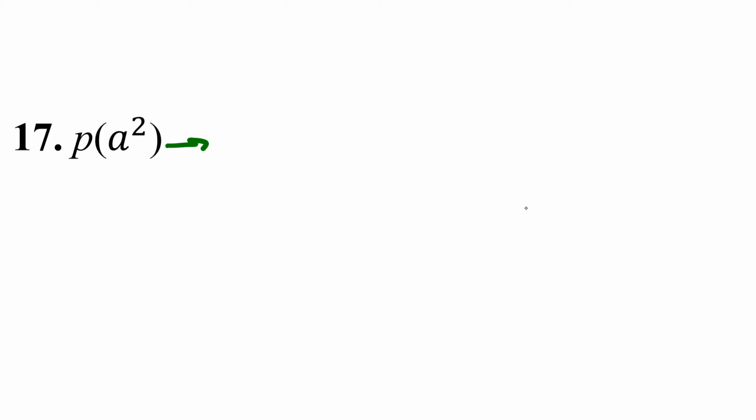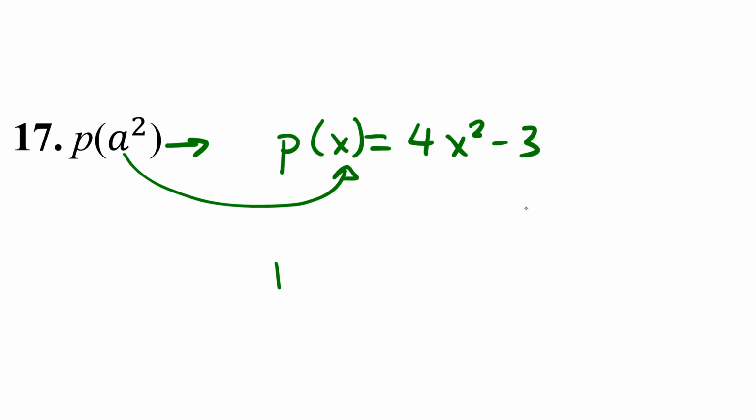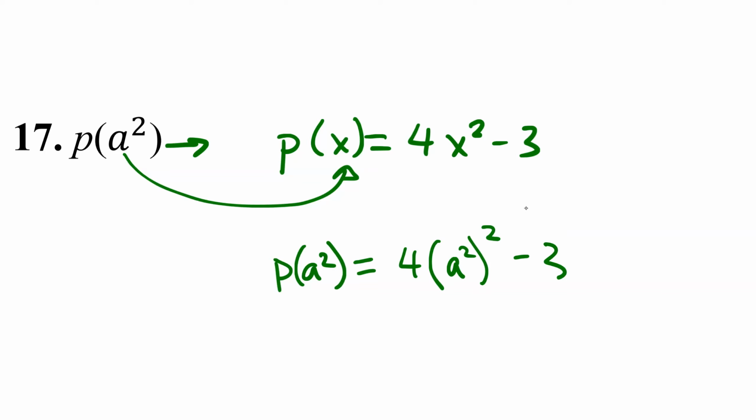So let me just write what p of x was. P of x is 4x squared minus 3. Everywhere you see an x, you're plugging in an a squared. So, p of a squared, I think you have the right idea, is 4 times a squared squared minus 3. Ooh, we got a power of power.